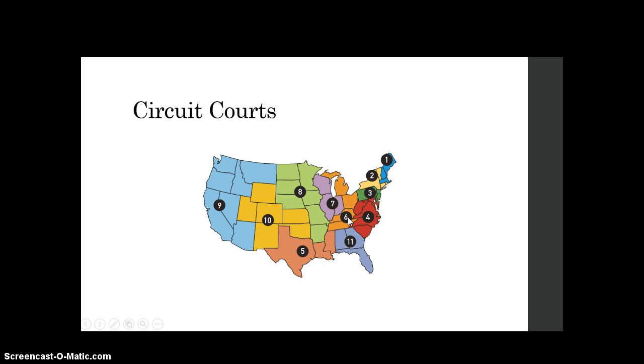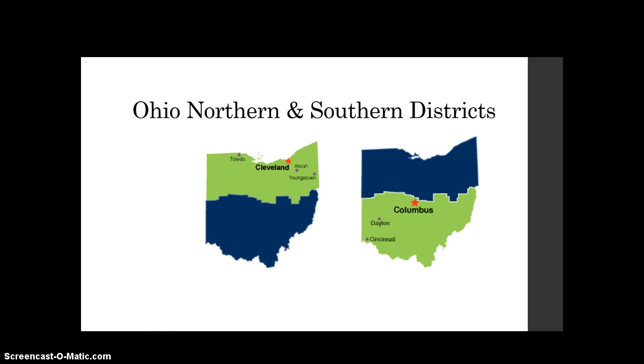For example, the Sixth Circuit has their own local rules, the Fourth Circuit has their own local rules, and the same thing with the district courts. The Northern District Court of Ohio has their own local rules governing procedures in their cases, and the Southern District has their own local rules, as does every district across the country. So you need to look at the general rules plus the local rules.